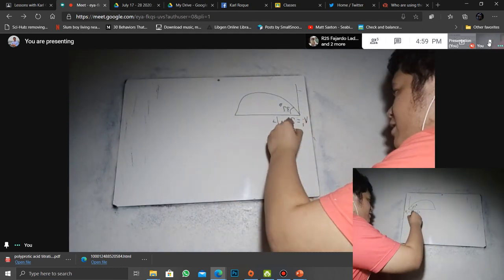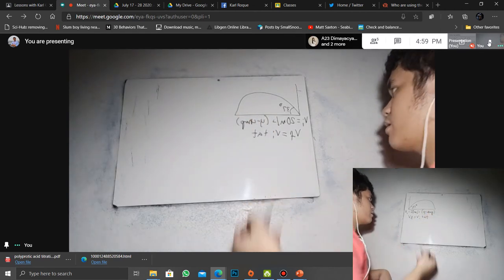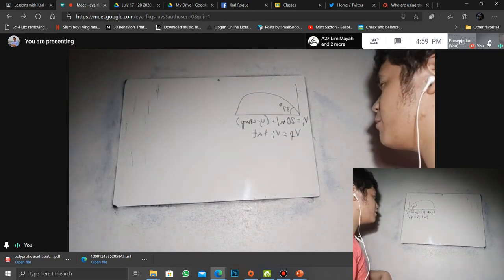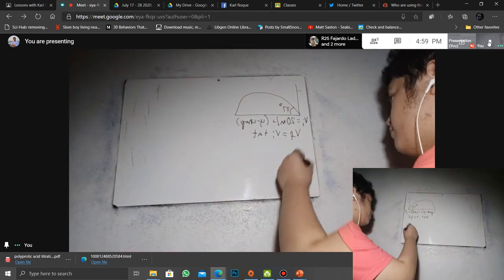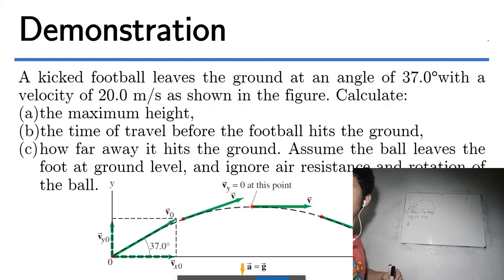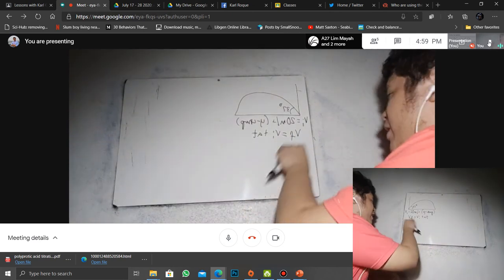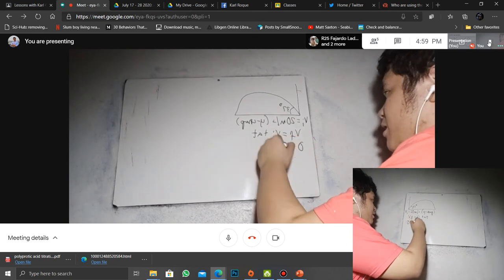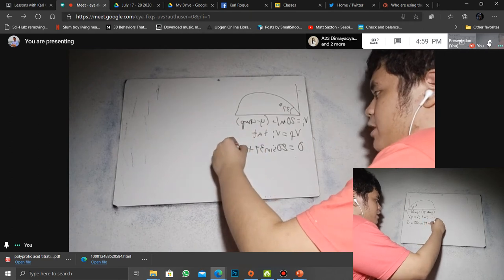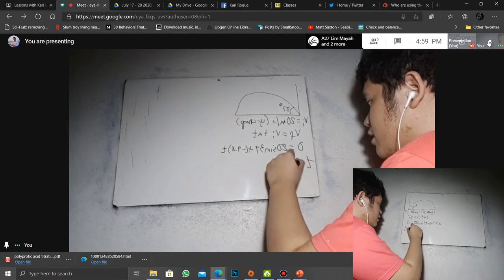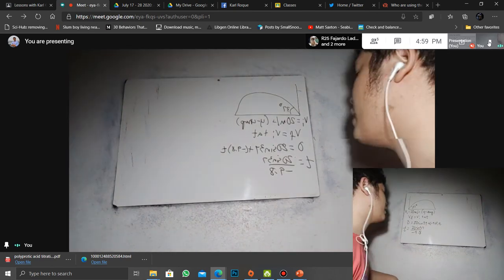Diba? Vf equals Vi plus at. Y component. So, syempre, we need to get the time muna, no? Time to reach the highest point. So, what's it? Vf along the y-axis is equal to 0, Vi equals 20 sine 37 plus negative 9.8 times t. T equals 20 sine 37 over negative 9.8. You can solve it na rin if you want. Sige, what's next?